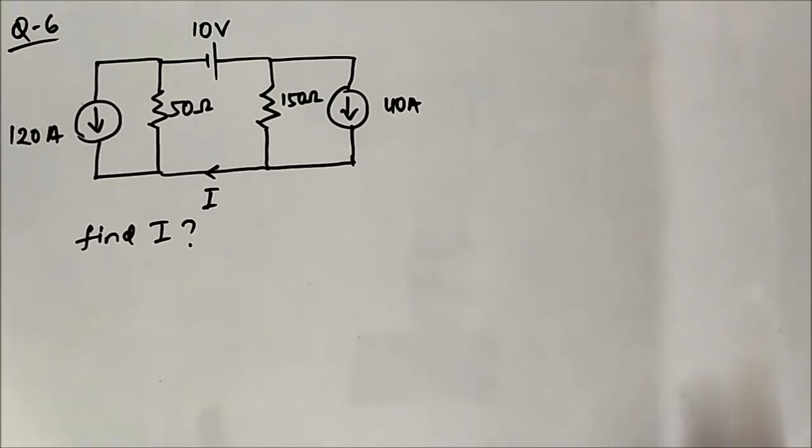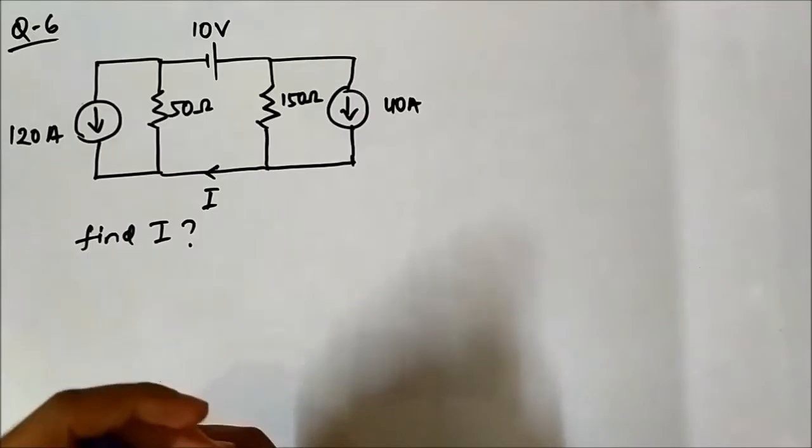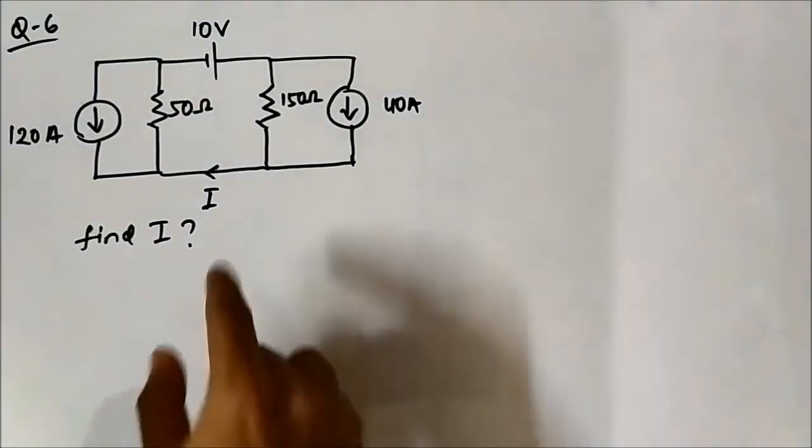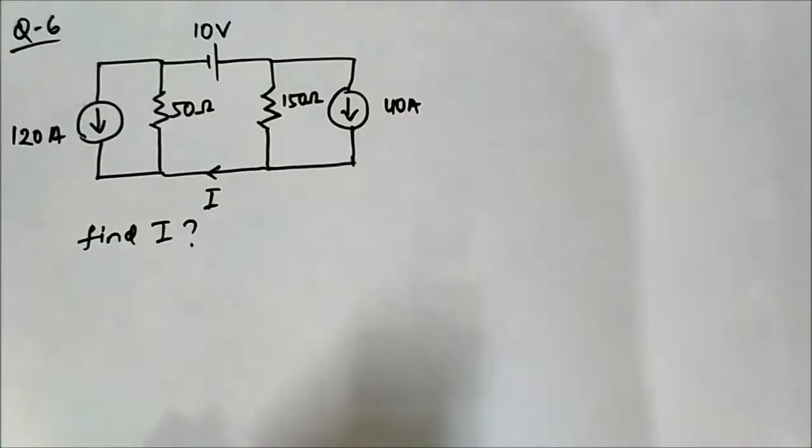So this is the sixth question that we are going to discuss on superposition theorem. This is the circuit. It consists of three sources: two independent current sources, 120 ampere and 40 ampere, and one independent DC voltage source, 10 volt. And we have to find this current I.